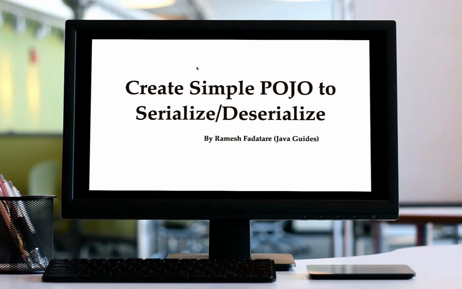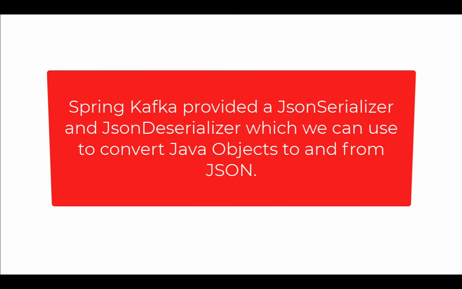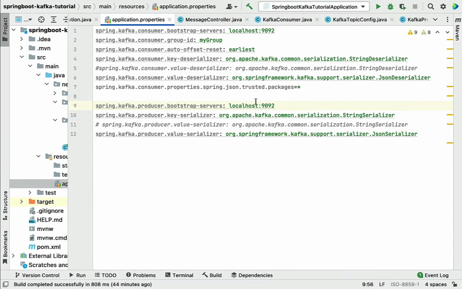Hi, welcome back. In this lecture, we'll create a simple POJO class, that is a User class, to serialize and deserialize. Basically we are going to create a User class and we'll send and receive a User object to and from a Kafka topic. And we are going to use the Spring Kafka provided JSON serializer and JSON deserializer classes to convert a Java object into JSON and JSON into a Java object. Alright, let's head over to IntelliJ IDEA and create a simple User class.